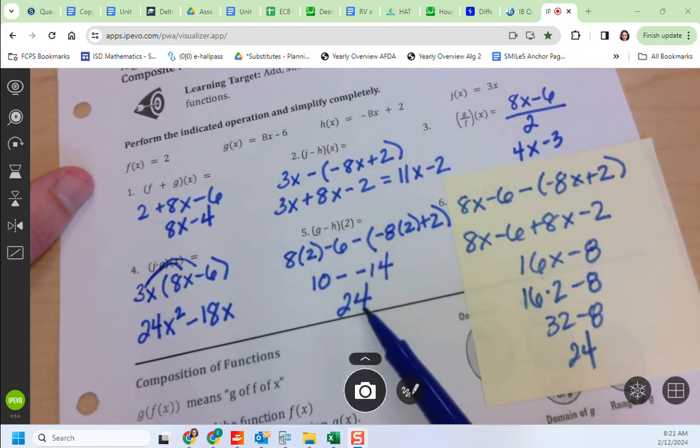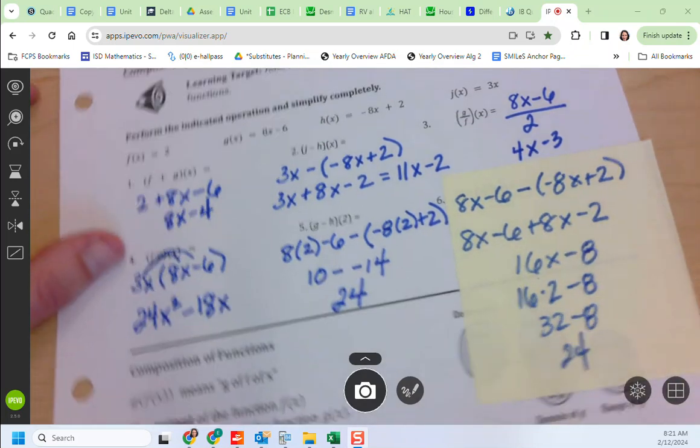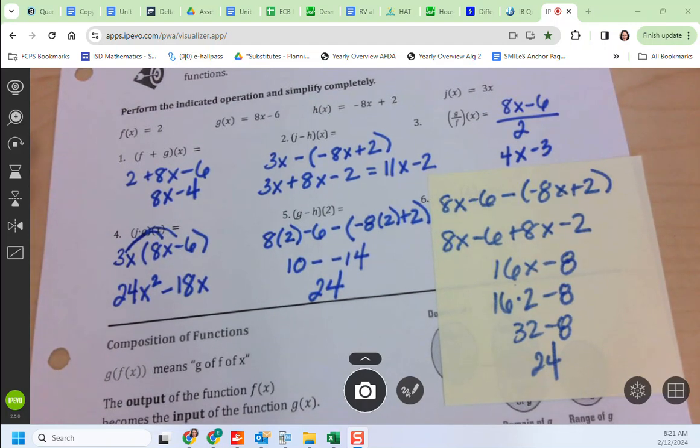You can do it this way, or you can do it the same as you did the other problems and then put 2 in at the end. I'm going to leave that for a minute because I want to make sure that you write down the way that makes sense to you. And then we'll do the last one, which is actually pretty easy.